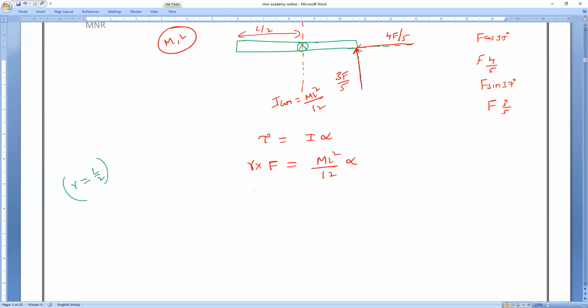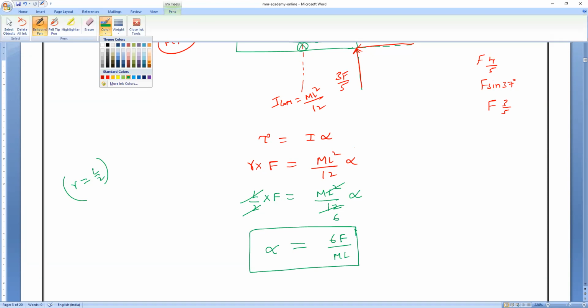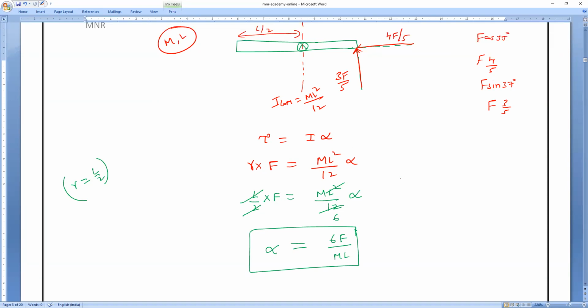Are you able to understand it? So L by 2 into F is equal to ML square by 12 into alpha. L and L will get cancelled. Two ones are 2, 6 are 6. So now alpha is equal to 6F divided by ML. That is the angular acceleration which you have found.